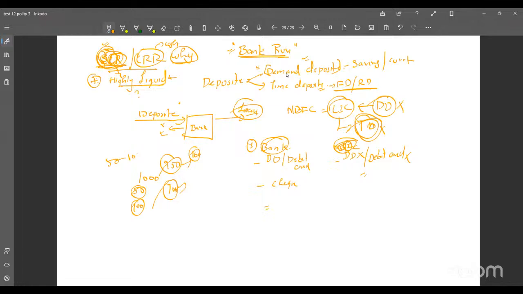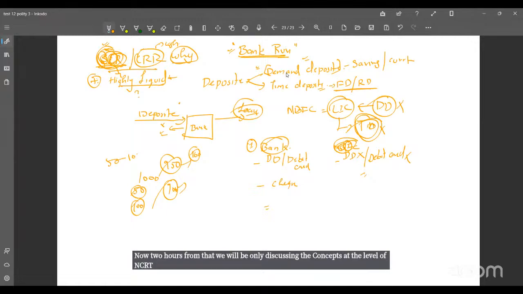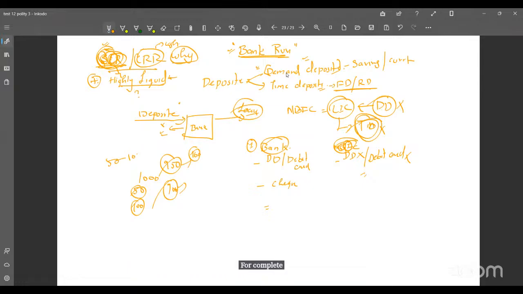இந்த 2 hours வந்துட்டு we will be only discussing the concepts at the level of NCERT. அவ்வளவுதான் நம்ம படிக்கிறோம். சரிங்களா? This is ஒரு ஆட் ஆன் கிளாஸ் மாதிரி தான். So if you want to learn it completely, like complete knowledge வேணும்னா you have to come to the regular class. அங்கதான் உங்களுக்கு ஒரு complete knowledge கிடைக்கும். This we will be learning in detail once you get into the actual class.